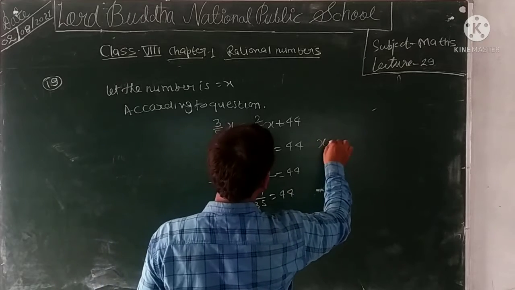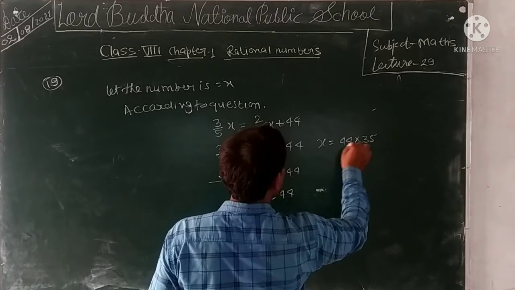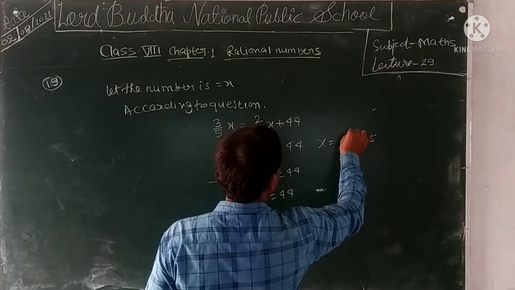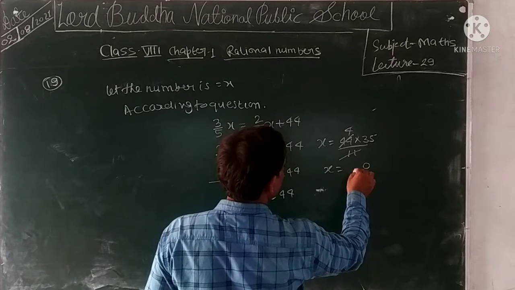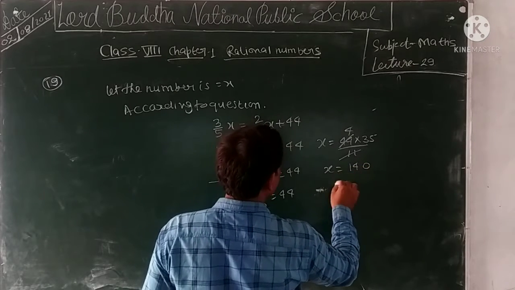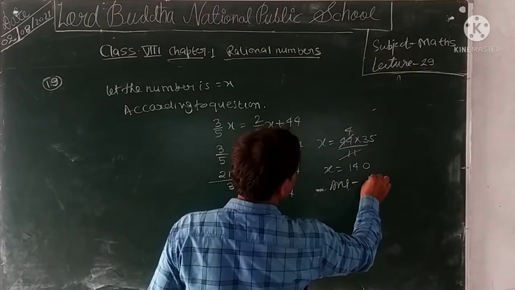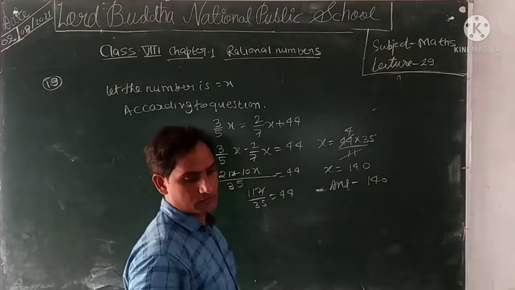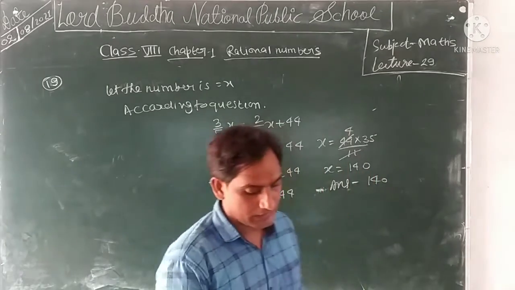Or x equal to 44 into 35 upon 11. For the 44, 4 5 are 22, 4 3 are 12 to 14. Okay, the answer will be, the number is 140. The number is 140. Now, the last question.